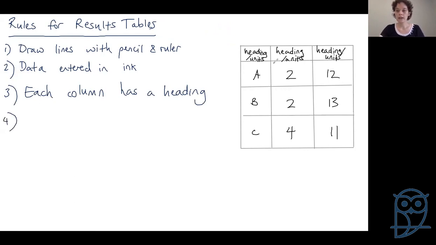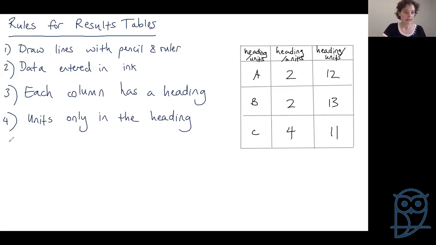Okay, so you saw here when I wrote my magical mystery headings, I wrote heading slash units, heading slash units, heading slash units. That is because that is where the units go. Units only go in the heading. I don't write 2 minutes here. I put heading minutes. Okay, there's no millimeters here. It would be up in the heading. Units only in the heading. They actually take marks off you if you put units in your cells. So really avoid it. Okay, next one.